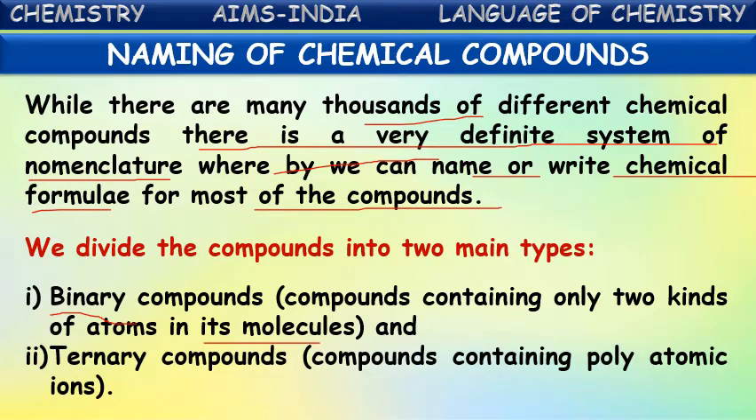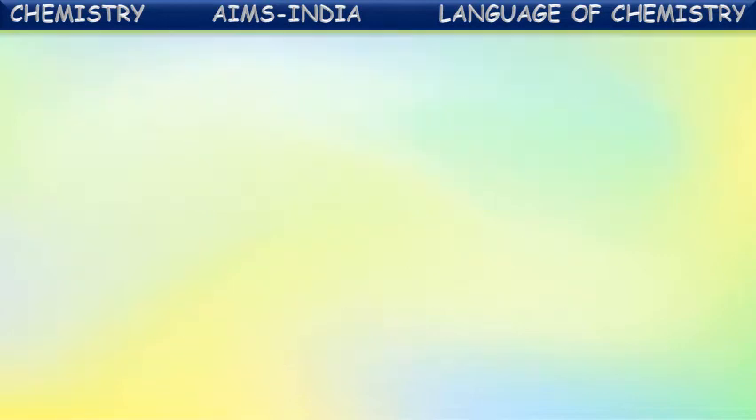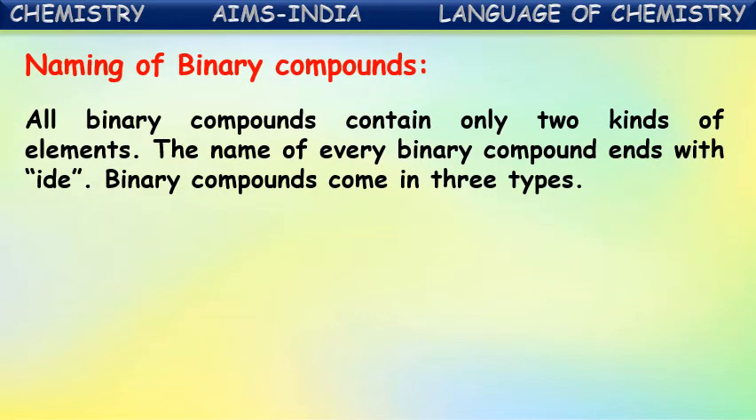So such compounds are said to be binary compounds. And the next type is ternary compounds: compounds containing polyatomic ions, meaning more than two. It can be 3, it can be 4, it can be 5. Generally, polyatomic means more than 2 atoms combining, and ternary compounds have a maximum of 3. Ternary represents the 3 elements. Let us see the naming of the binary compounds.